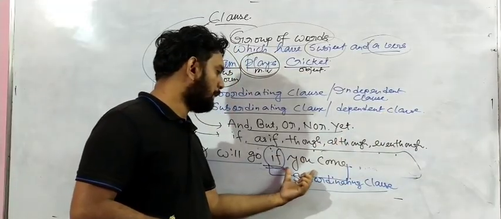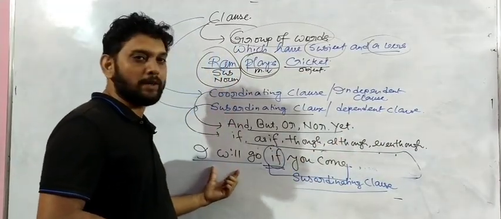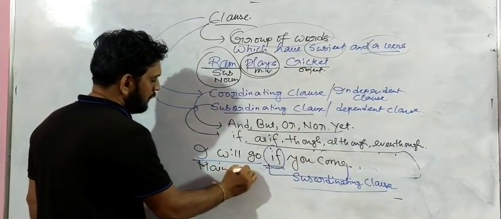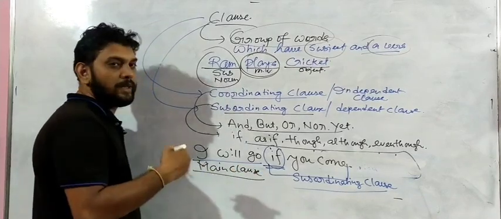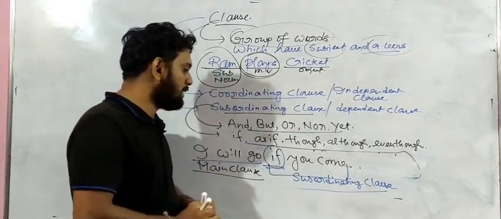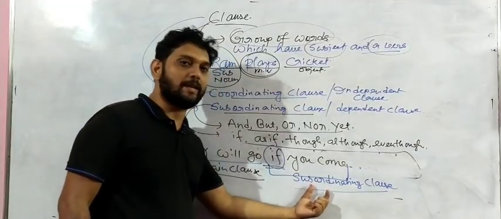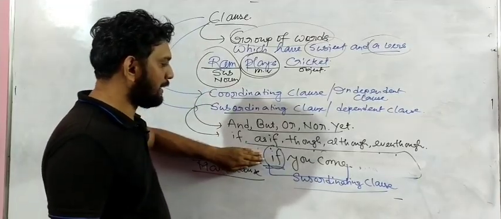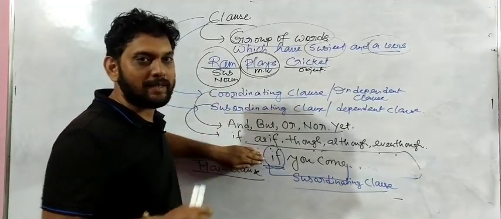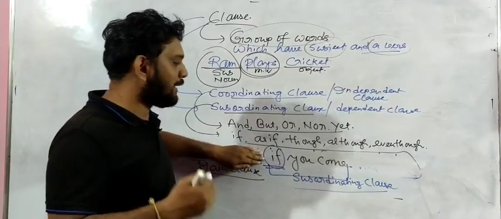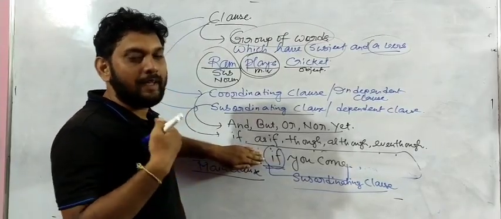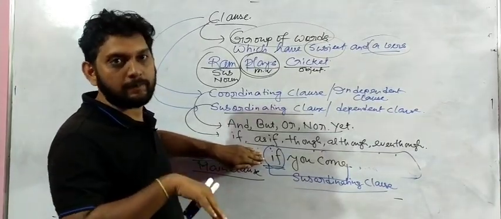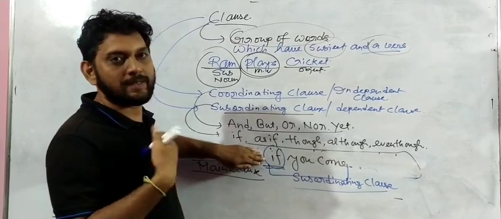That means if you come depends on this main clause. Got my point? It's the main clause of this sentence, or we can say the principal clause. And this subordinating clause, which is known as a dependent clause, completely depends on the main clause. If I remove it from here, if you come, will you get any meaning of this sentence? If you come, it does not express the complete meaning of this sentence. Yes or no? If I say if you come, it does not express the complete meaning.